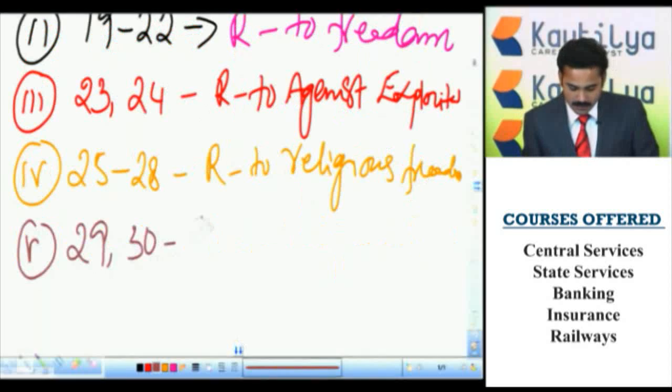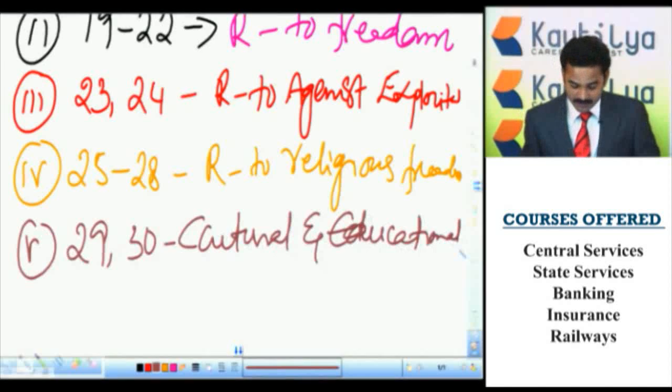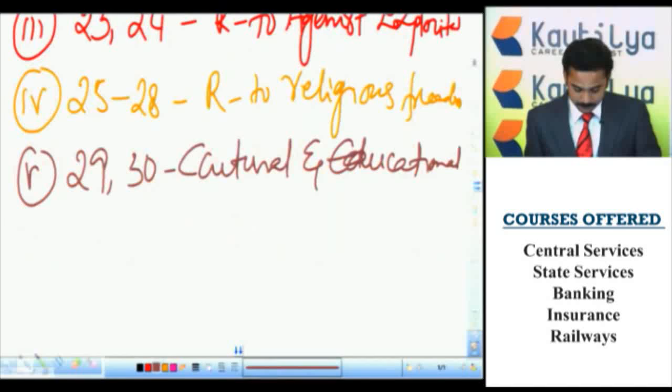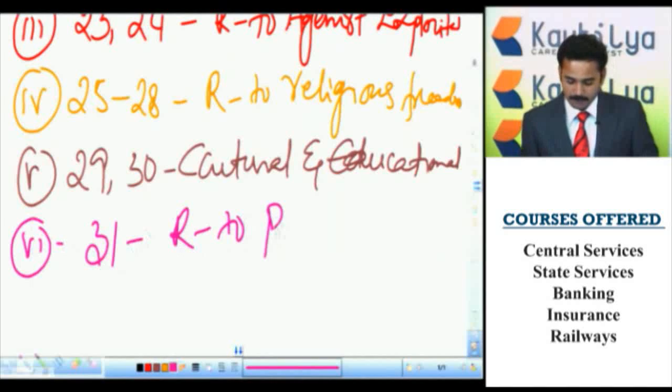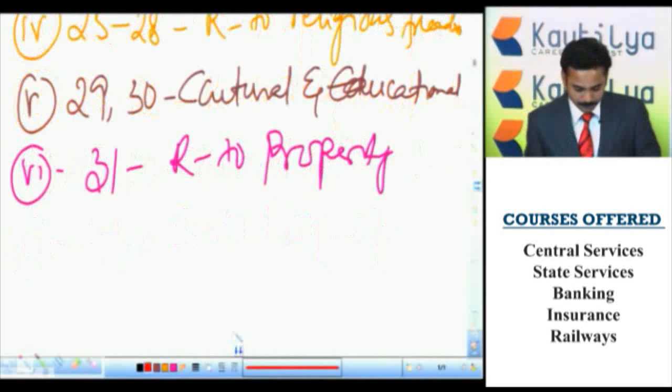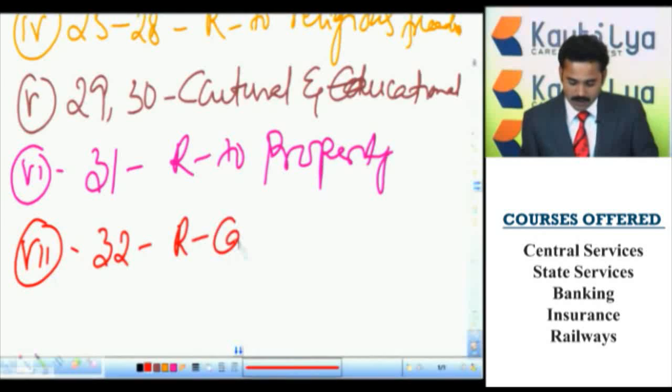Fifth one, Articles 29-30, cultural and educational rights. Sixth one, Article 31, right to acquire and dispose property, right to property. Seventh one, Article 32, right to constitutional remedies.